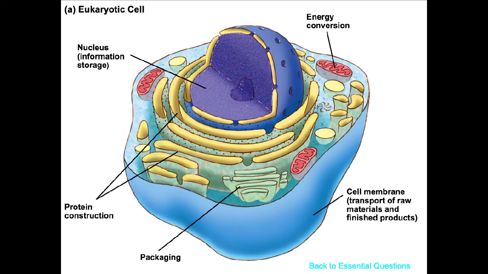Eukaryotes, and what do they have? Yes, they have a nucleus, and what's inside that nucleus? That is where they store their DNA and genetic material.